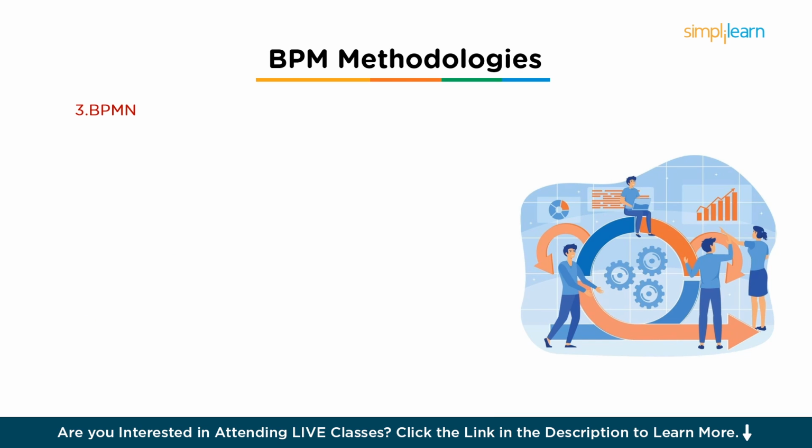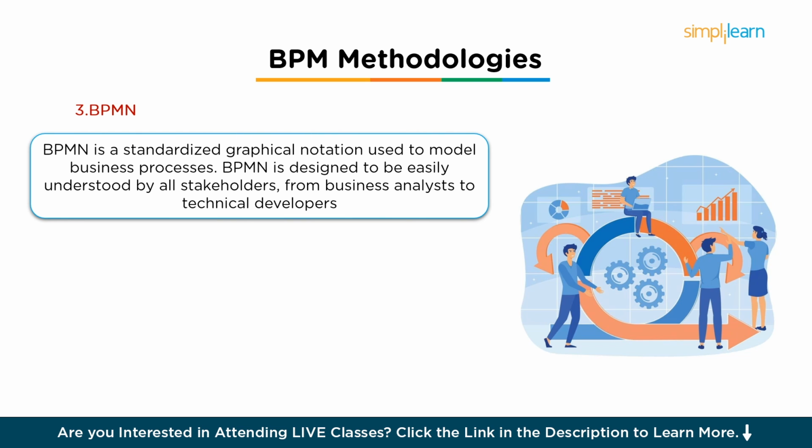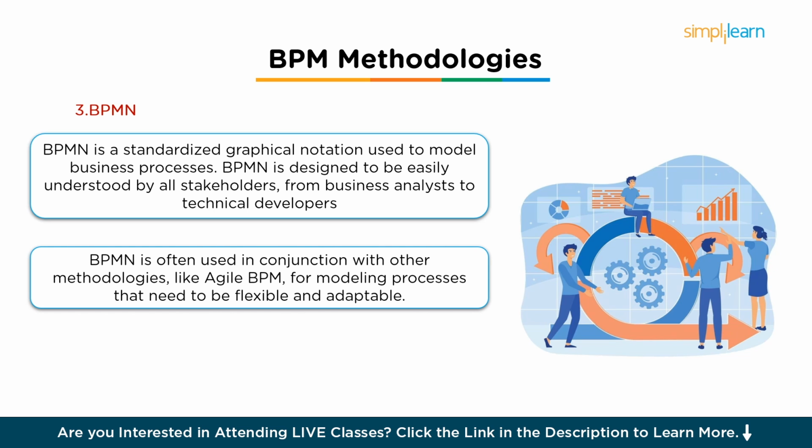Third is BPMN, Business Process Model and Notation. BPMN is a standardized graphical notation used to model business processes. BPMN is designed to be easily understood by all stakeholders, from business analysts to technical developers. BPMN helps visualize how tasks, data, and events flow through a process, ensuring that every participant understands their role and the overall process. BPMN is often used in conjunction with other methodologies, like Agile BPM, for modeling processes that need to be flexible and adaptable.